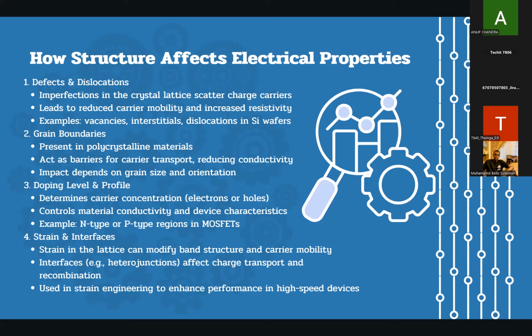Moving to the next, which is doping. This is how we take control by intentionally adding impurities. We determine whether the material conducts via electrons or holes. Examples are N-type and P-type regions in a MOSFET. Moving to the next, which is strain and interface. We also use strain engineering by physically stretching the lattice. We can open up pathways for electrons to move faster, boosting the device speed. Next slide.